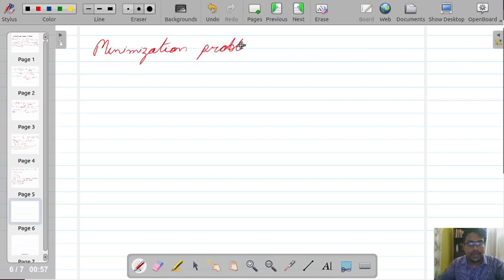Okay, and the other is the maximization problem. So these are the two types of LPP that we encounter. Maximization problem.